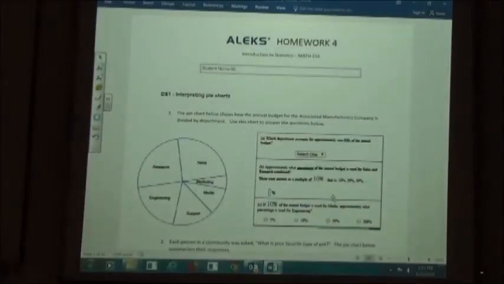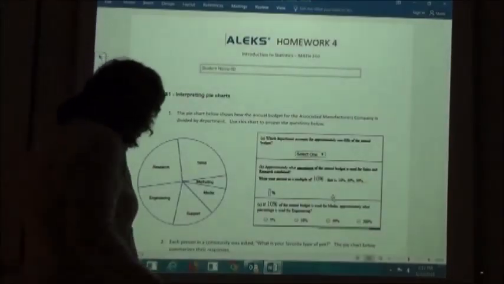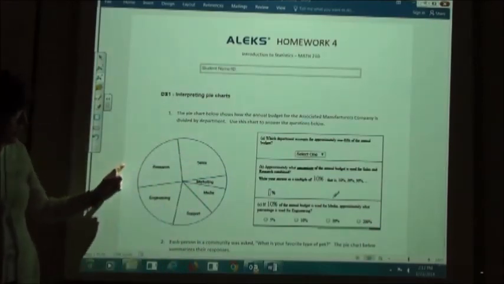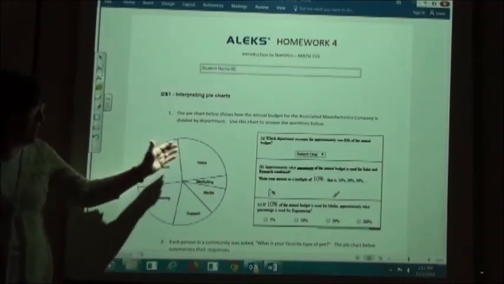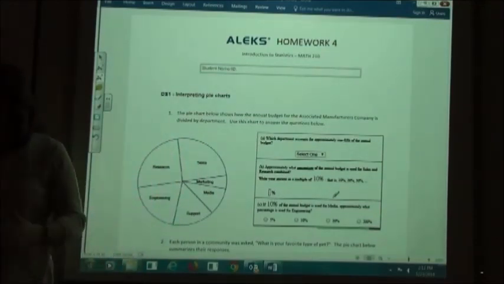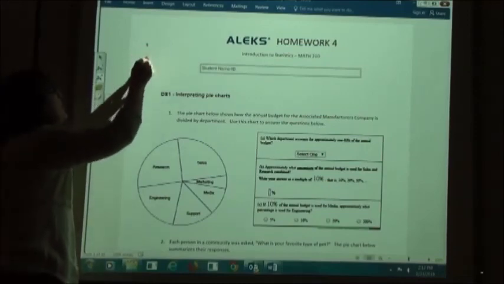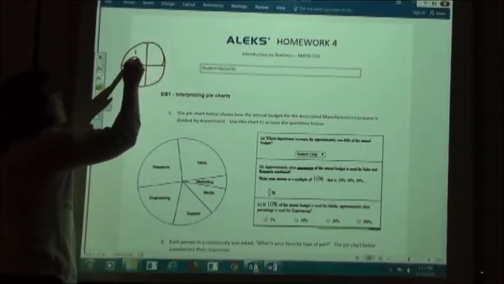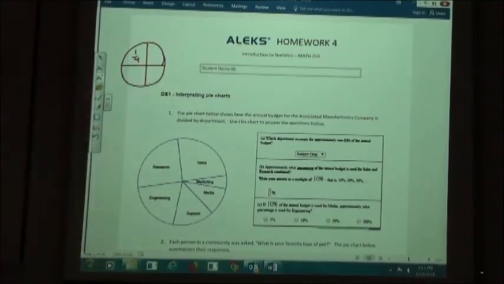All right, so homework 4, chapter 2 has a whole lot to do with graphs and charts and those kinds of things. First one is just interpreting a pie chart. So my pie chart, if I have everything in it, is 100%. Just as some common benchmarks, if I have my circle and I divide it up into fourths, if I could draw, that would be about 1/4. So this is going to be a lot of estimating about how much this is.